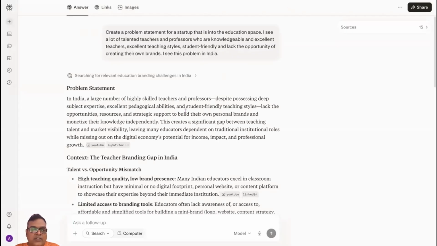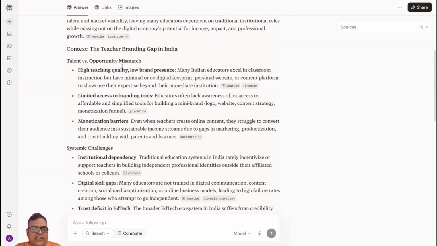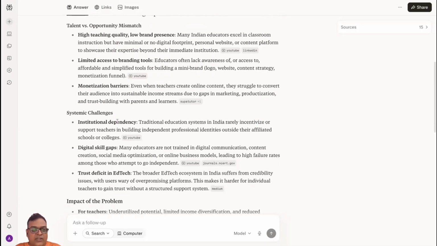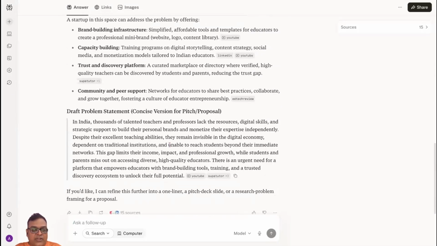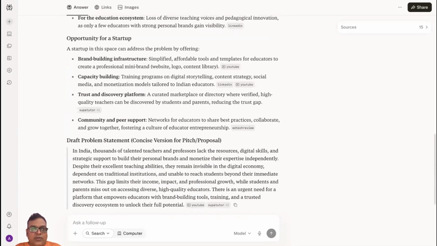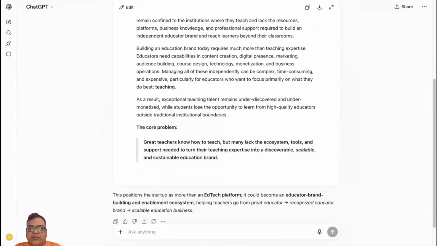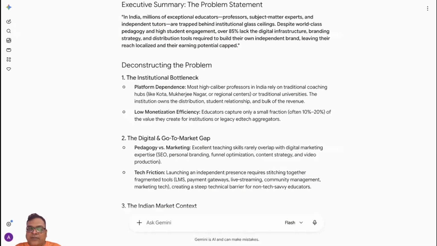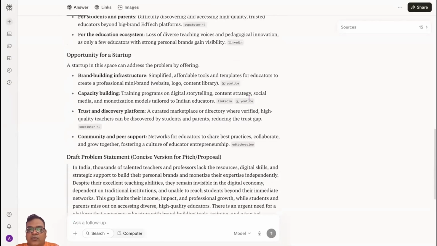Let's see what Perplexity has done. Much similar, in fact. It looks quite verbose, but still detailed. Then there is context, a systemic challenge, the impact of the problem, and the opportunity. So if you look at the same prompt, ChatGPT has presented in this manner, but the other three have given quite a lot of detail. The choice is yours, what you want to do.